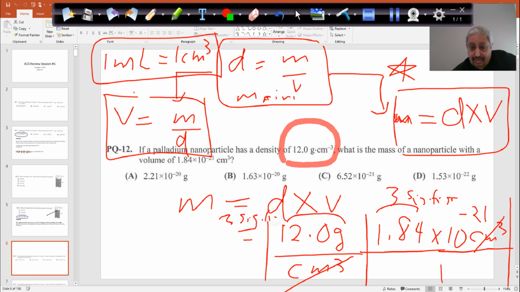So our answer has to be, the least is 3. Both of them 3, the least is 3. So our answer has to be 3 sig figs. And you have to watch for the power here. I will not touch this in my calculator. Keep it at the end.